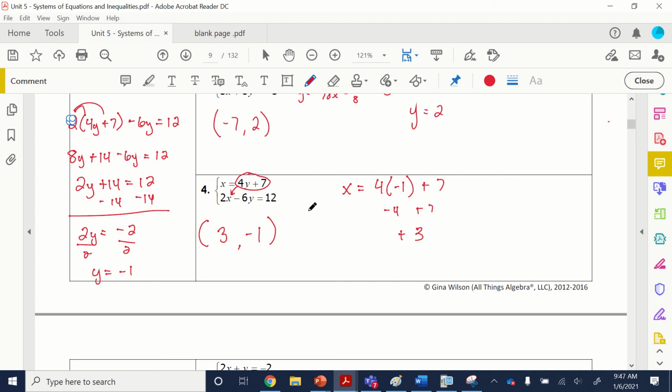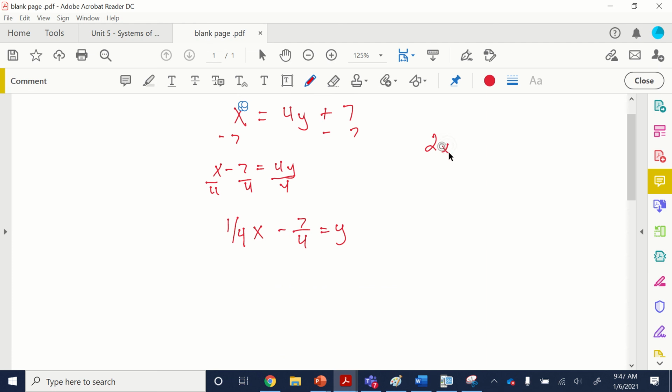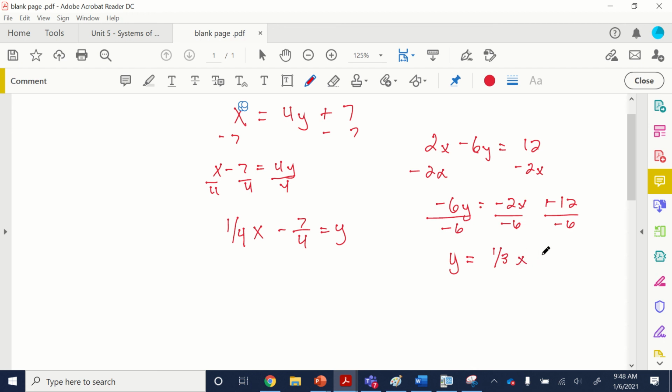My second equation would be 2x minus 6y equals 12. Subtract 2x. Divide by negative 6. Y equals 1/3 x minus 2. That's the two equations that I would plug in. Like I said, now that it's by itself, you can just move it to the other side. It doesn't change anything. This is complicated in itself, so sometimes the substitution method is a little bit easier.